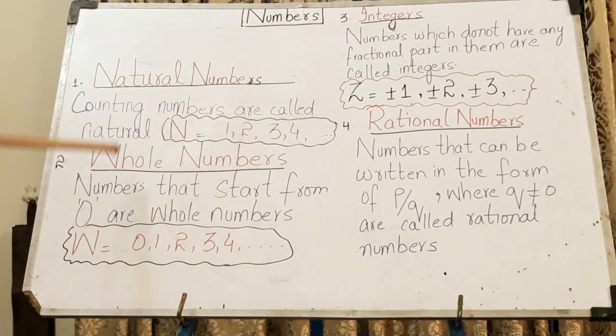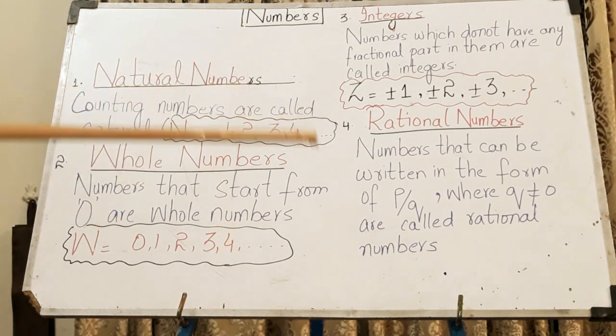Natural numbers are a subset, which means a portion of the whole numbers. Maybe you are not well aware of sets and you have not learned them yet. So by subset I mean that it's a portion, a sub part. So natural numbers are a sub part of the whole numbers.